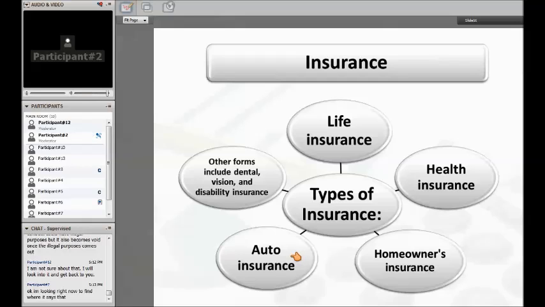auto insurance will cover your car. So if you were to get into a car accident and you have auto insurance, it will cover a portion of the repairs or to replace your car. Some other forms of insurance that we have are dental insurance, vision insurance, and disability insurance. Disability insurance would be in the case that you were disabled and you could no longer work. You would have money that would be sent to you, usually on a monthly basis, and you would use that money then to pay your bills.